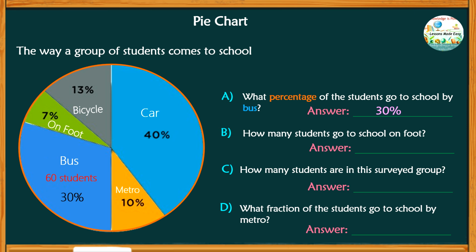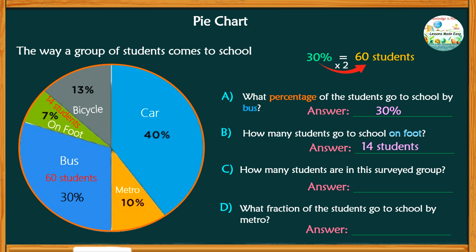Next, how many students go to school on foot? With this question, you can choose to work hard or work smart. Let's do the easiest way. We can use the information we acquired earlier. 30% of the students who go to school by bus is 60. So look at the relationship between the percentage to the number of students. From 30 to 60, the number in percentage is just multiplied by 2. It means if 7% of them go on foot, that would be 14 students.